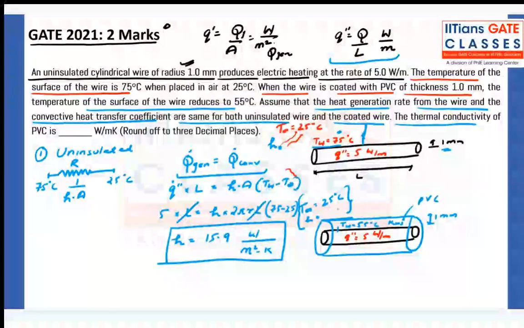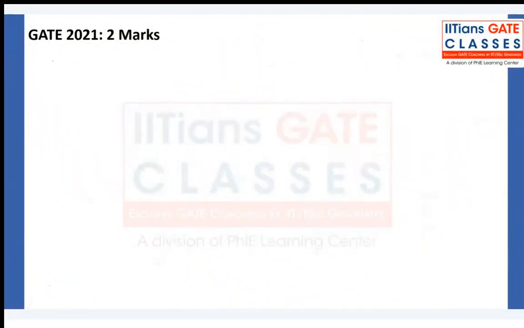Because in the question they have given us the temperature. Assume that the heat generation rate in the wire and the convective heat transfer coefficient are the same for both cases. Now let us take the second case, because I need to find out conductivity. So case 2: now we have insulated our wire with a PVC pipe.